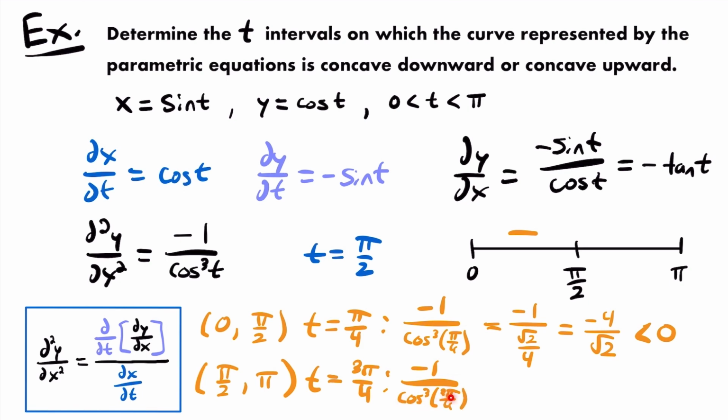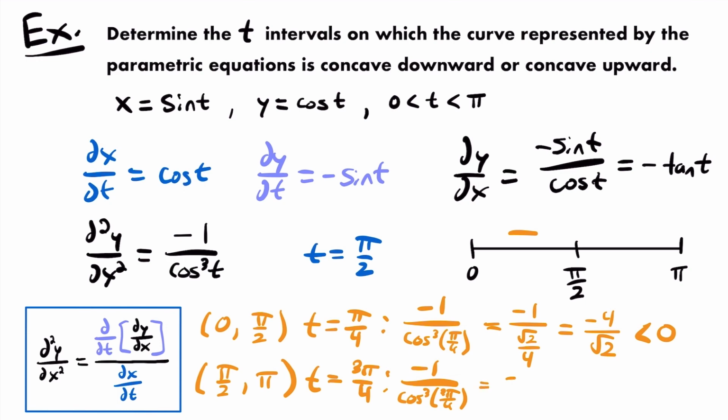Now cosine of 3 pi divided by 4 will be the negative square root of 2 divided by 2. And so we're going to be cubing that as well. And so instead of having the positive square root of 2 divided by 4, we're going to have the negative square root of 2 divided by 4. All right, we're going to get that same value, but the sign will be different, because cosine of 3 pi divided by 4 is the negative square root of 2 divided by 2, and cubing a negative value will still result in a negative value.